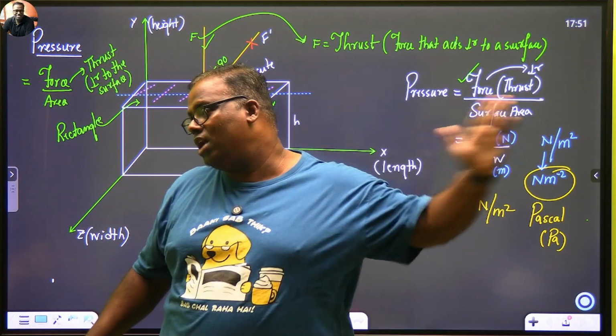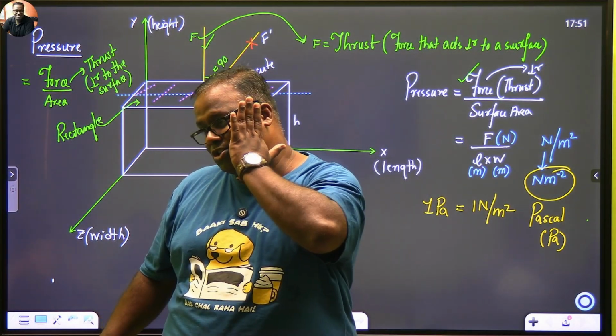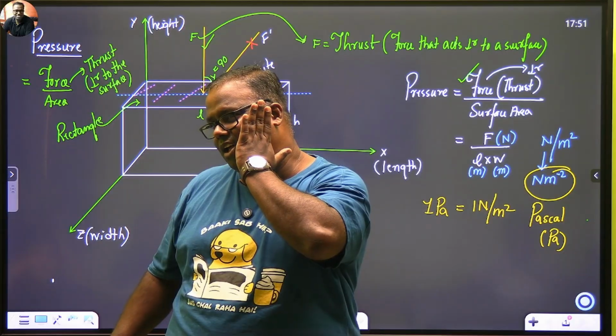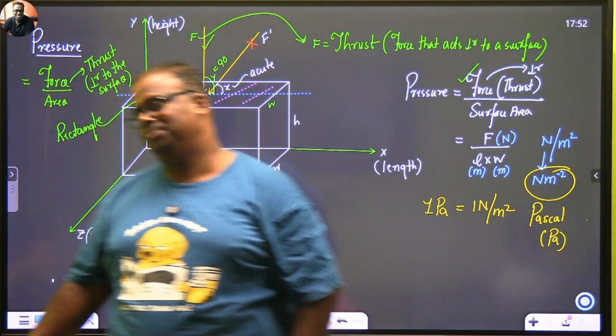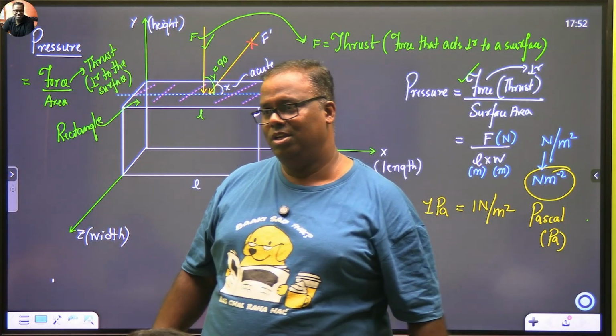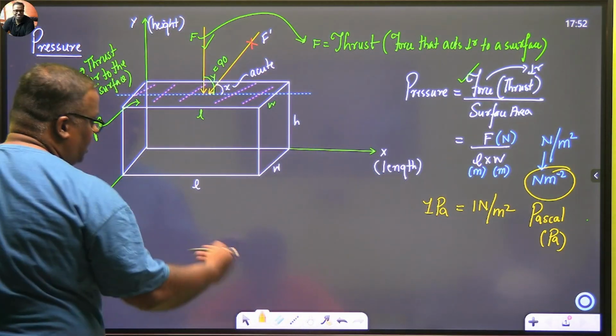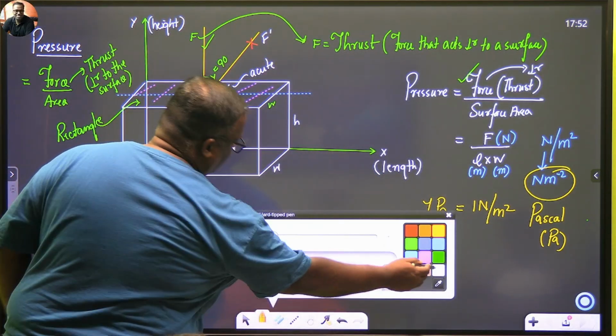Right. So I was saying the other day, if your cheek is 1 meter by 1 meter, say you are a square cheek which is 1 meter by 1 meter, and a force of 1 Newton comes perpendicularly on your cheek, then the pressure exerted on your cheek is 1 Pascal.